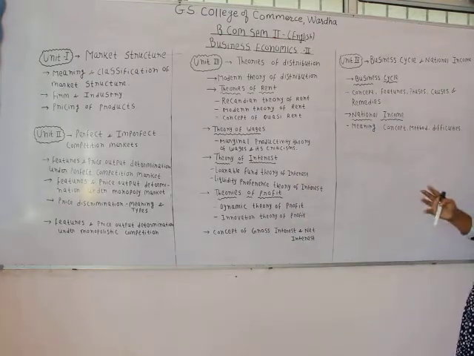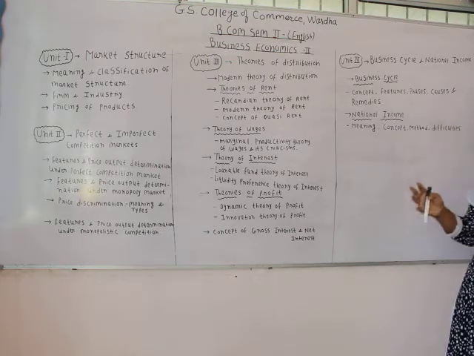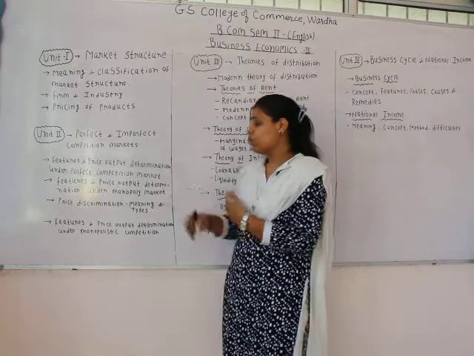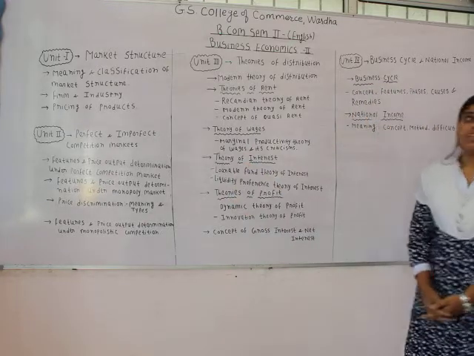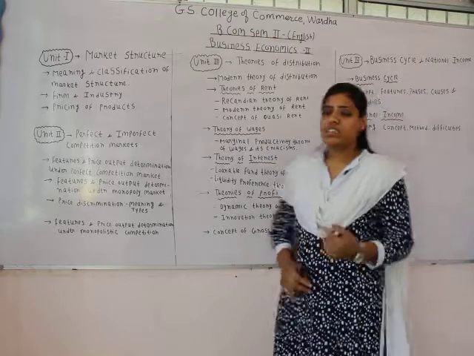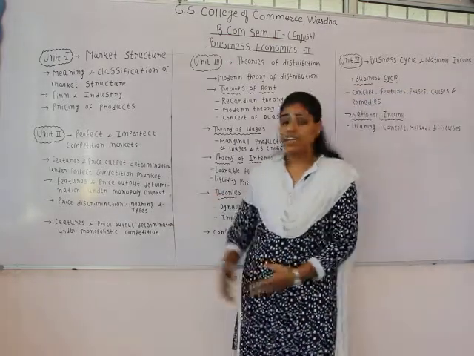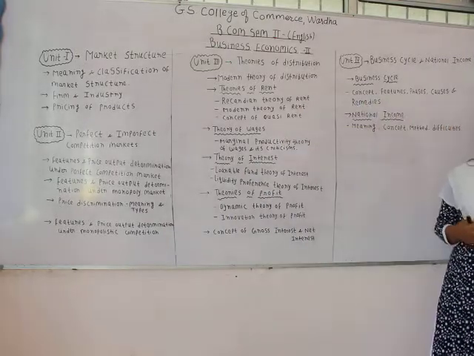Again here we will see the graphs and the schedule in order to see how the prices are determined under the monopoly market, how the price and output is determined under the monopoly market. The next chapter that we are going to see here is price discrimination. So price discrimination is basically a technique which is generally used in the monopoly market. So here we will see the price discrimination.